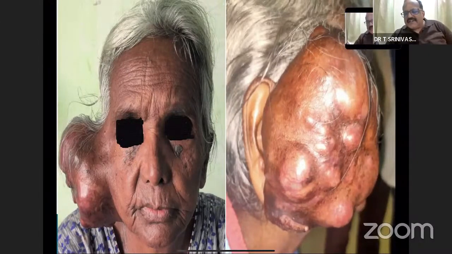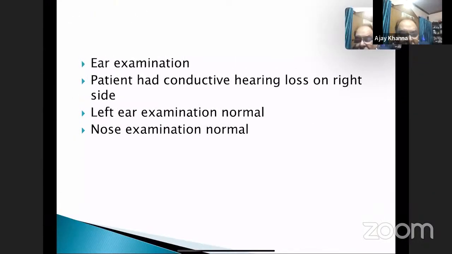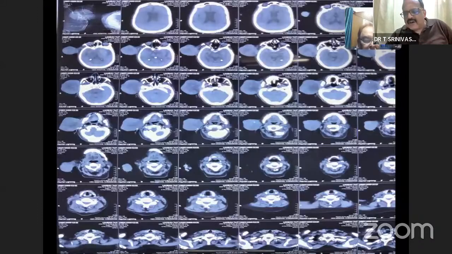Sir, sorry, sir. Ajay Khanna, sir, he has got the CT pictures, sir. It has extensive involvement. Kindly show the pictures, get the expert opinion. Now you can show the CT picture, how far it has extended. It has gone into the external auditory canal, base of skull. There's mild involvement. It's a huge one, sir.